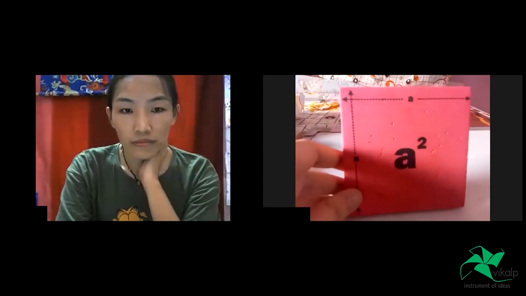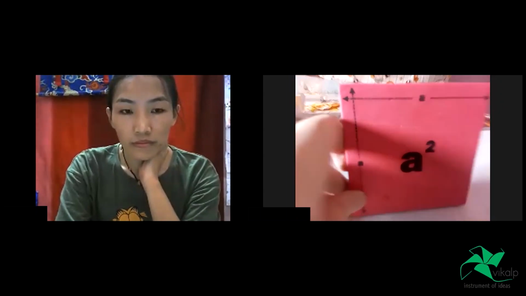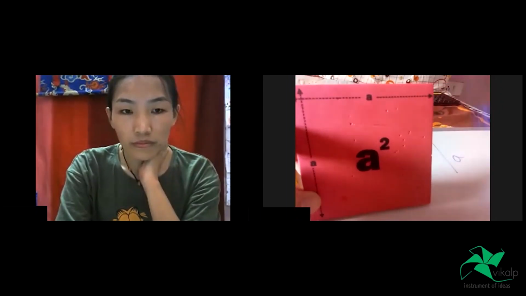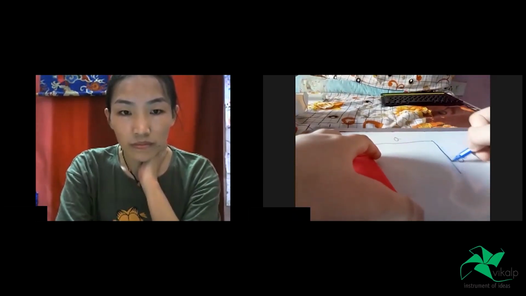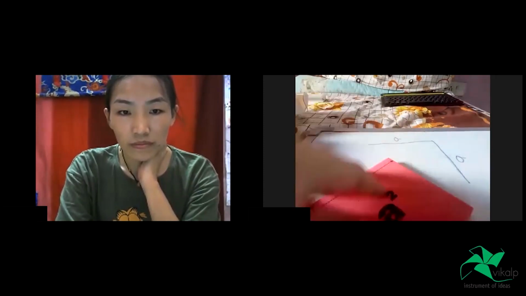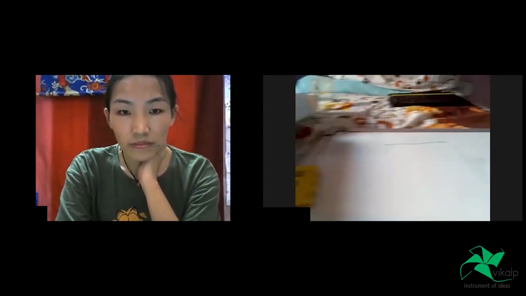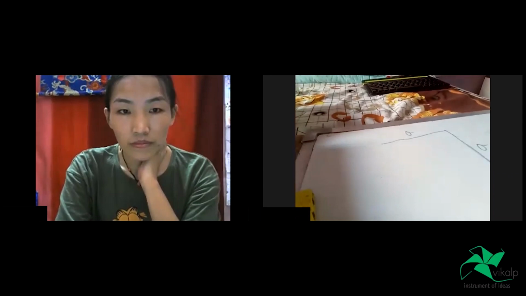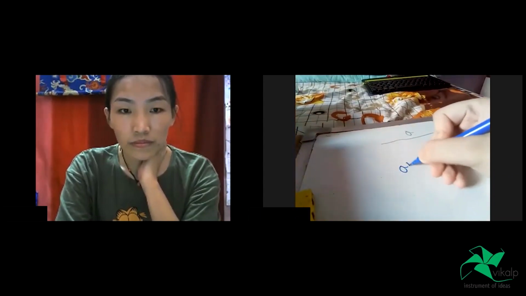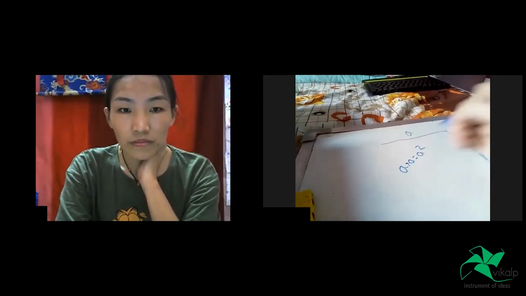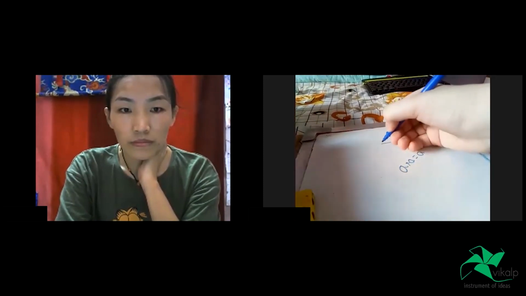This is a square. One side of the square is known as A, and another side of the square is also known as A. So we are going to write it like this. But if you want to find the area of the square, we're going to do this: A into A is equal to A squared. So this is the area of this whole square.